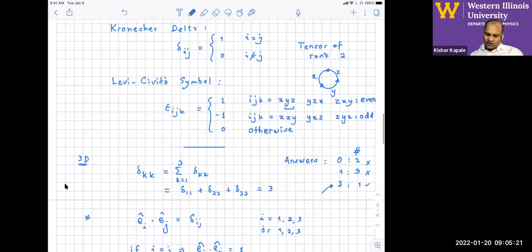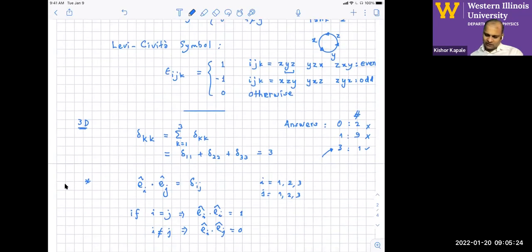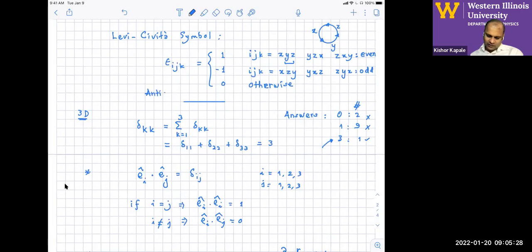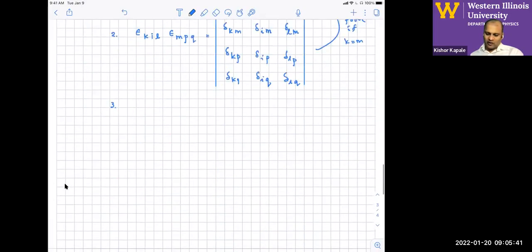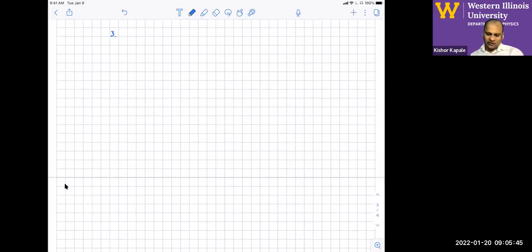The antisymmetric nature of the Levi-Civita symbol is similar. So these are antisymmetric. Let me make a note here: antisymmetric tensor of rank 3. But this antisymmetric nature is very similar to the properties of the determinants. The determinants are antisymmetric, as you know. So if you have a 3 by 3 matrix C, then the determinant of C can be written down as epsilon ijk ci1, cj2, and ck3. So that means you're picking out a specific column here.